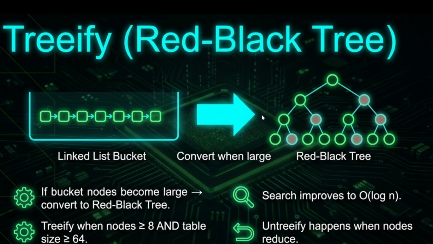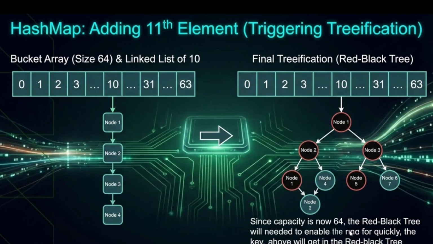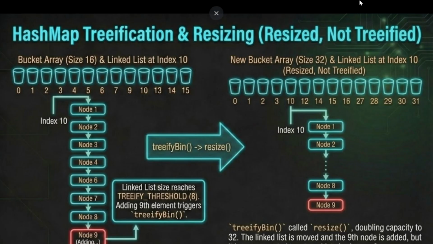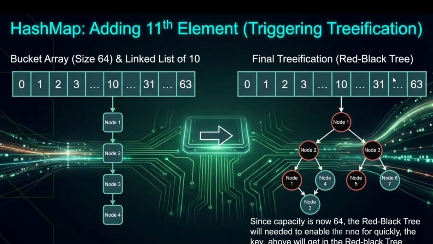So what is the benefit of a tree map? Definitely search improves to O of log n. And untreeify happens when nodes reduce. That also we will discuss. See here, adding the 11th element. When adding the 10th element, the capacity will become 64. Adding the 11th element, it will convert to a tree.